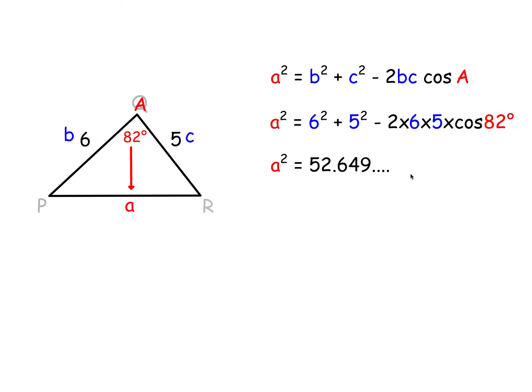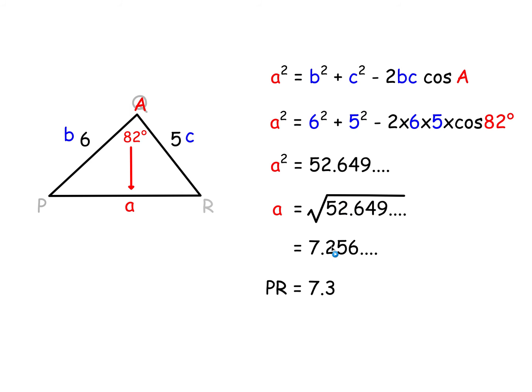You don't try to work it out yourself in stages, you just put that into the calculator, press equals, don't round anything off. That's what A squared is, square root it. Write down the unrounded answer, and finally round it off. And since A was originally PR, it's PR equals approximately 7.3. So that's to find a side, using this form of the cosine rule, two sides and the angle in between. Simply put the numbers in the calculator and follow it through.